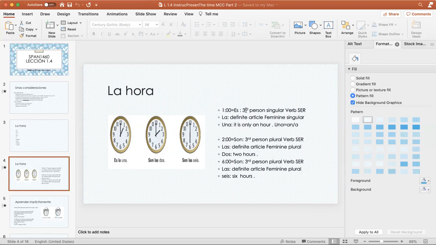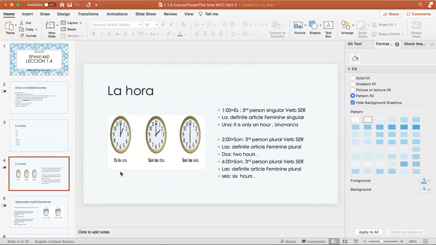So es, third person singular of the verbo ser, right? La, the definite article feminine singular, and then una. We don't have the power of changing the number uno into una, right? Because in Spanish, when we tell the time, we actually use the indefinite article una, right? Because it's only 1 hour. So it's an hour. It's almost like we're saying it's an hour.